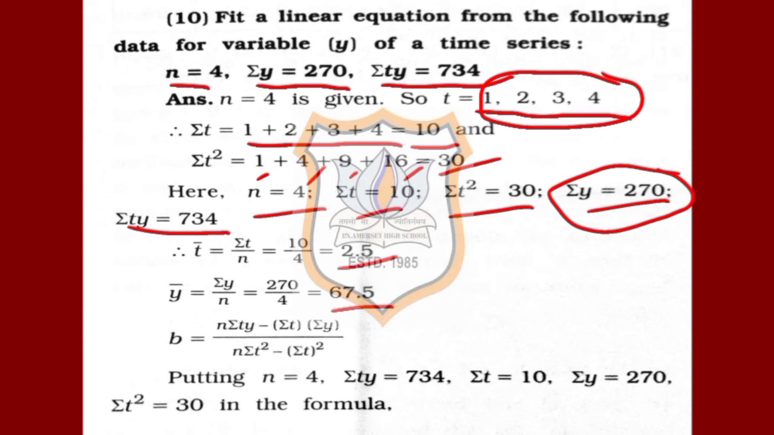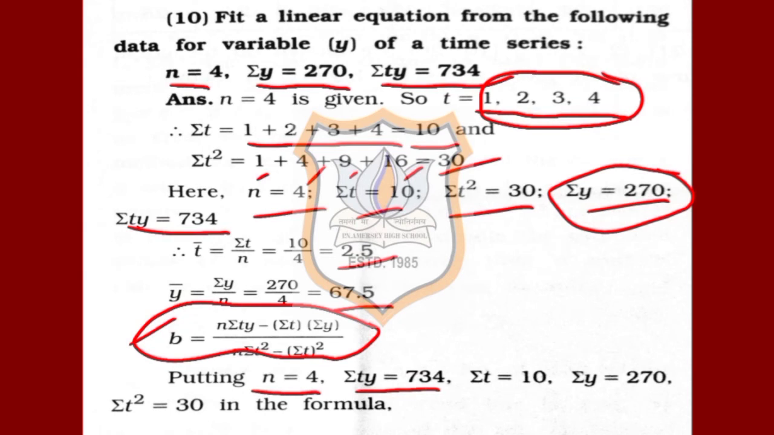Now the next step which we have to do is find b. b is n sigma ty minus sigma t into sigma y, divided by n sigma t square minus sigma t the whole square. Now let's substitute. n is 4, sigma ty is 734, sigma t is 10, sigma y is 270 and sigma t square is 30. Let's substitute in the formula.